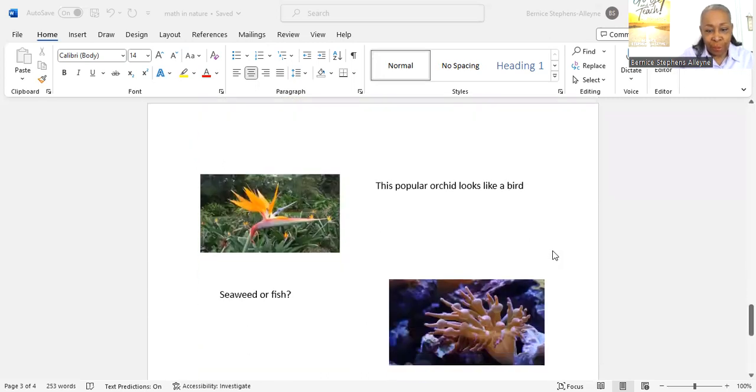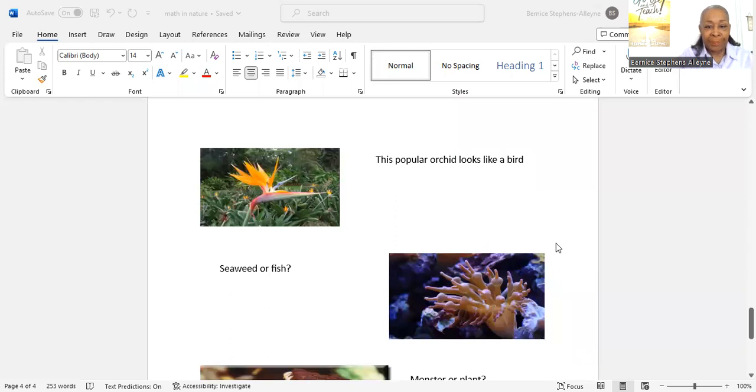And I think I've got 3 more. This is an orchid. It looks like a bird, but take a look at the different shapes that come together to produce this very unique orchid. What shapes are there? Why are they so well defined, brightly colored? Beautiful.